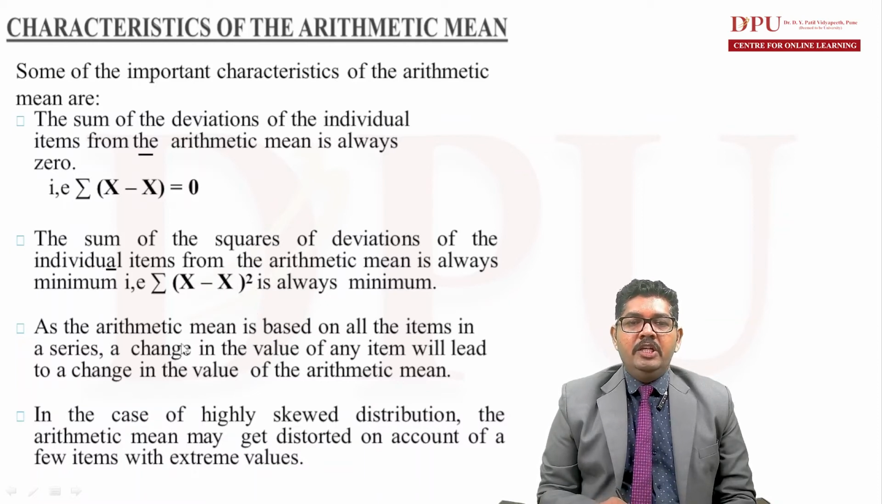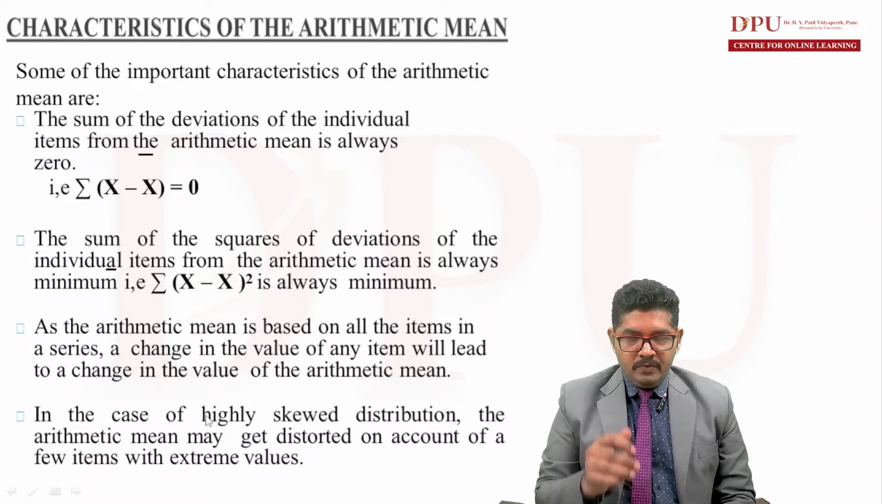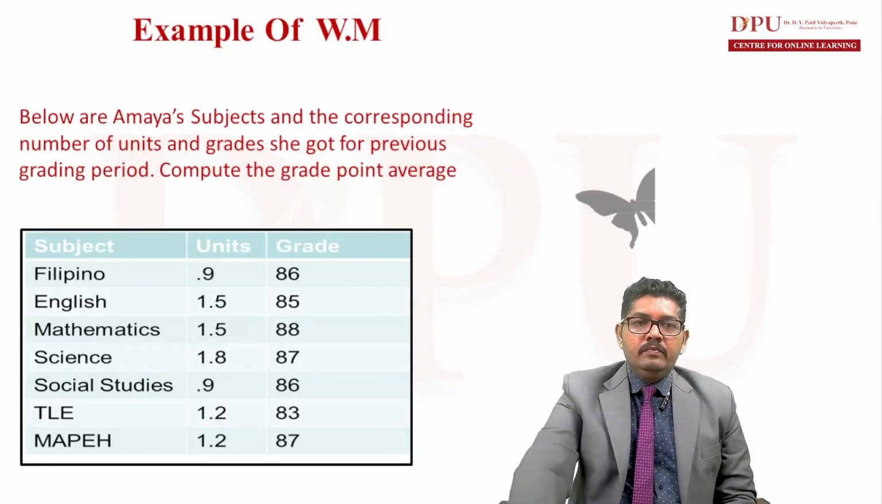As the arithmetic mean is based on all the items in the series, a change in the value of any item will lead to a change in the value of the arithmetic mean. So we know that arithmetic mean is based upon all the observations in a data set, and if one of the values in the data set changes, the arithmetic mean also changes. In case of a highly skewed distribution, the arithmetic mean may be distorted on account of items with extreme values. Here we have one more example of weighted mean, which we already discussed. I will leave it for you as practice work.